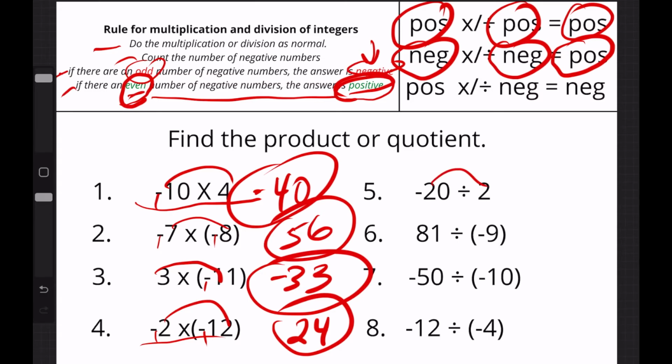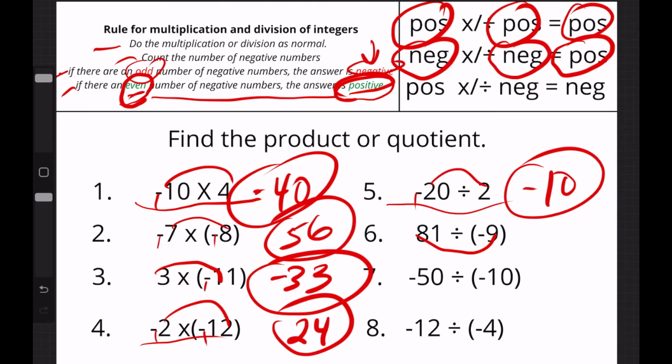20 divided by 2, well, that's 10. And let's look at how many negatives we have. We have 1 negative. Well, 1 is an odd number. If we look up our chart on the left there, odd number of negatives means a negative answer. So the answer to this is negative 10. Well, let's look at the next one.